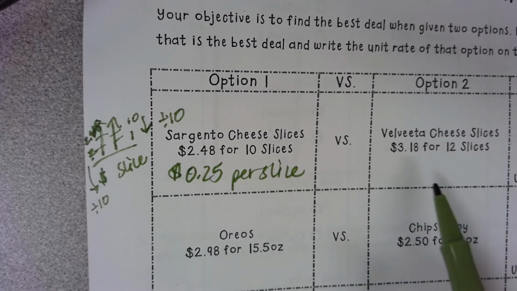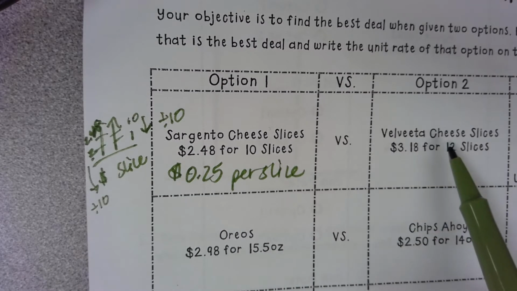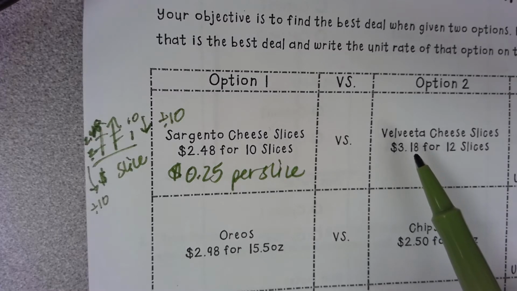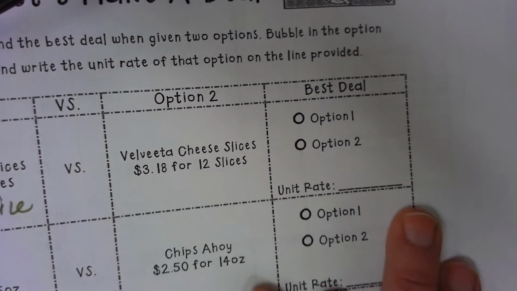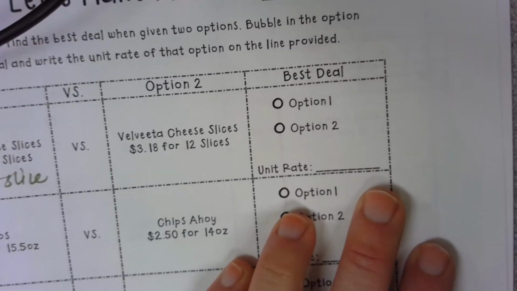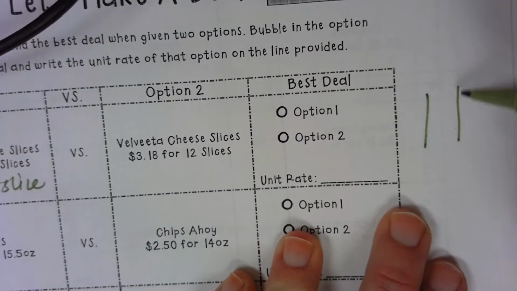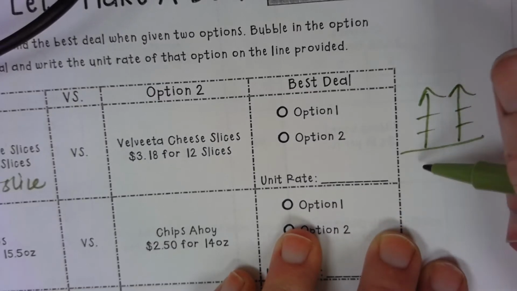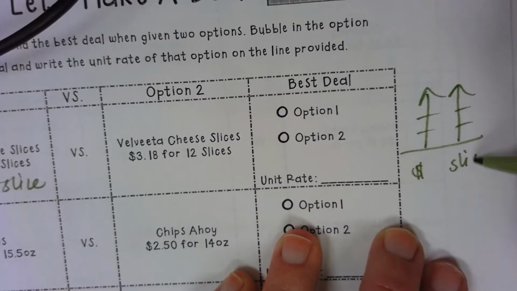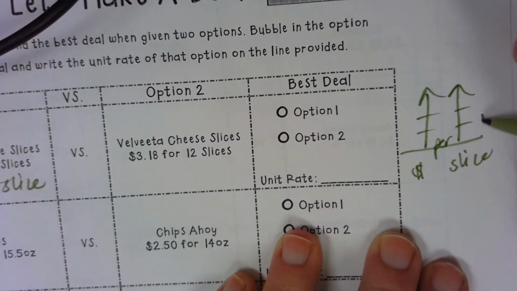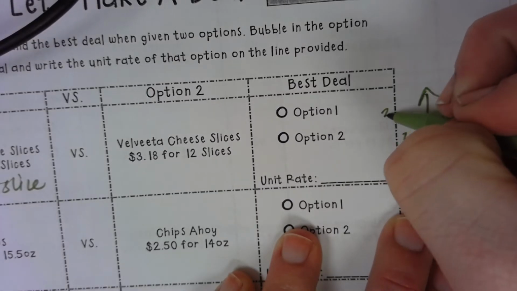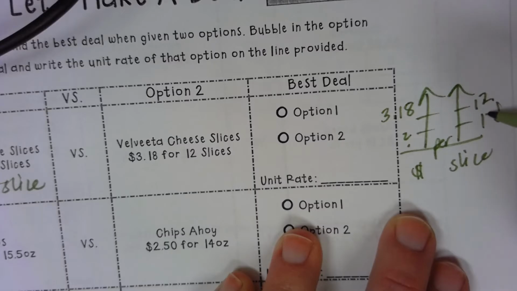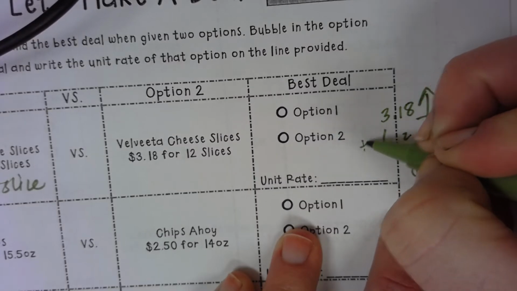Now we're going to try to find Velveeta to see if we buy 12 slices for $3.18, which one of these am I actually getting the better deal on? And I'm going to make my double number line a little bit bigger for you on this side. So let's do this over here. Okay, so I have my double number line, and then dollar per slice. Okay, for 1 slice, question mark goes here. For 12 slices, it is $3.18. Divide by 12. Divide by 12.